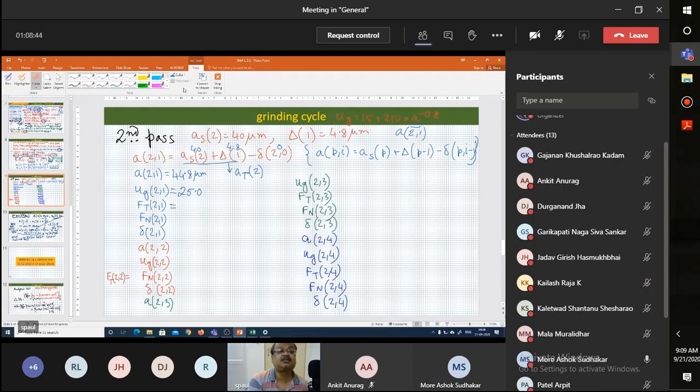So this is 25.03. Now you are going to calculate FT. FT would be calculated as UG into MRR divided by VS. And please recall MRR is VW into W into A 2,1, because you are calculating it for F 2,1. So how much is it?